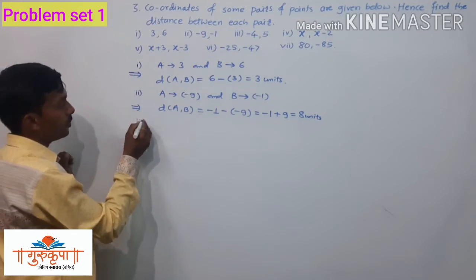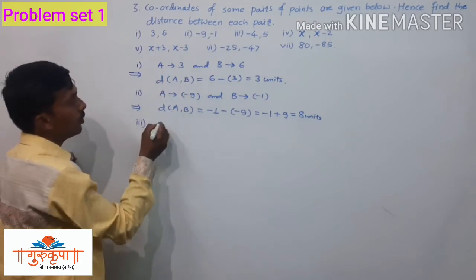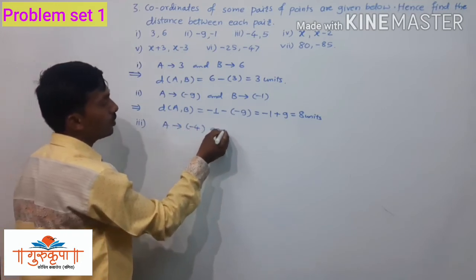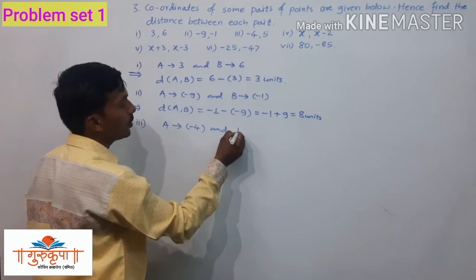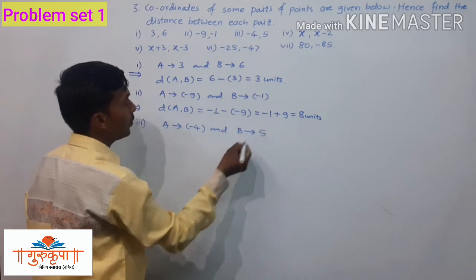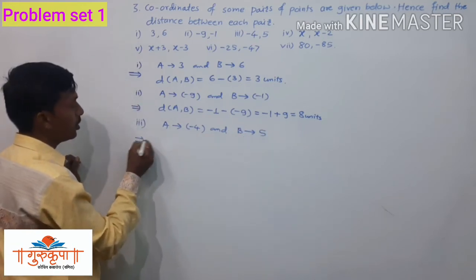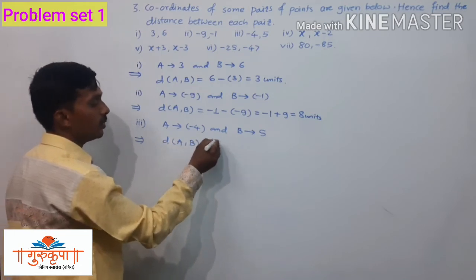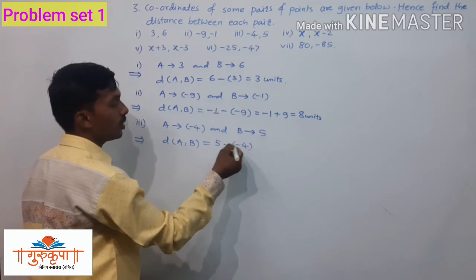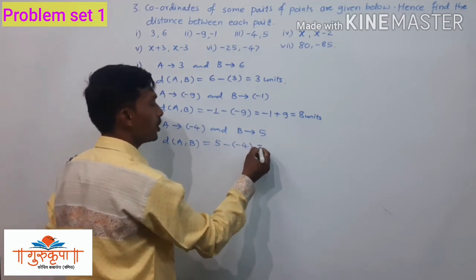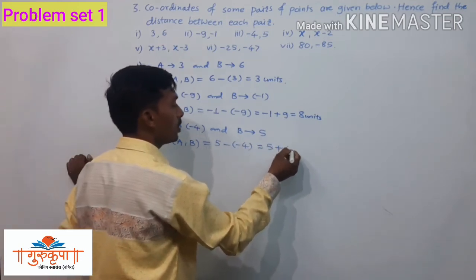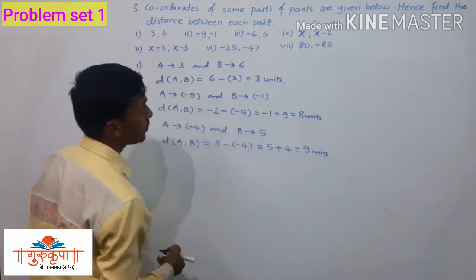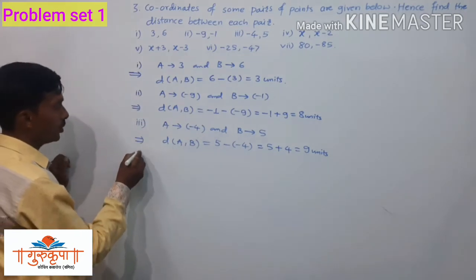In the third example, the coordinate of point A is given as minus 4, and the coordinate of point B is given as 5, and we have to find the distance AB. So here distance AB is equal to the bigger coordinate, 5, minus the smaller coordinate, minus 4, and this is 5 plus 4, which is equal to 9 units.